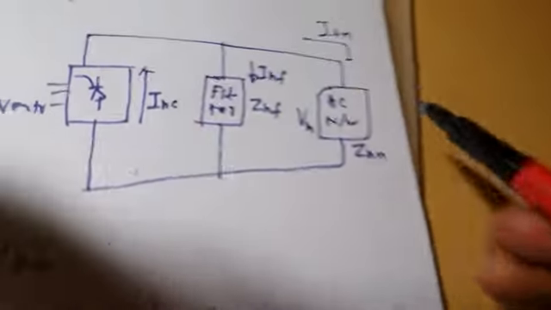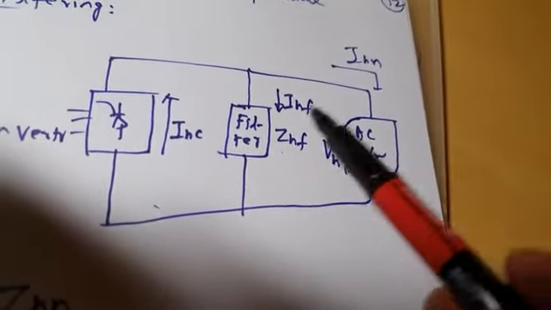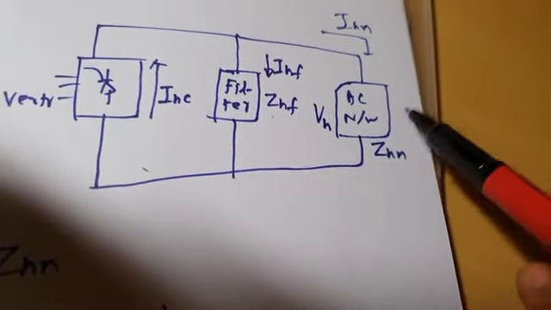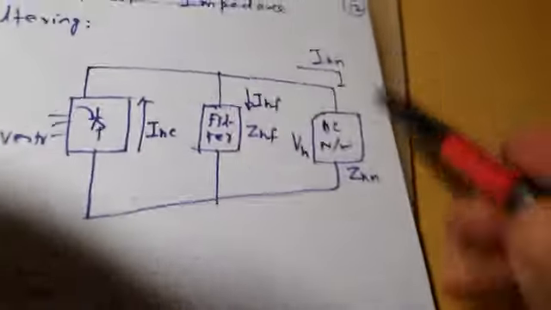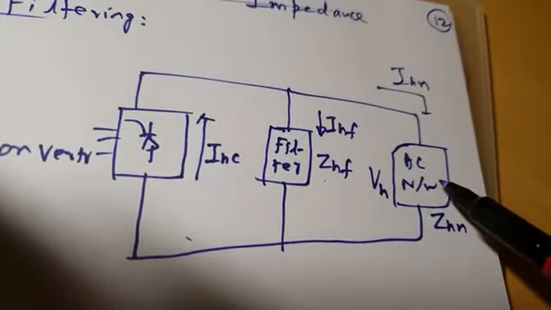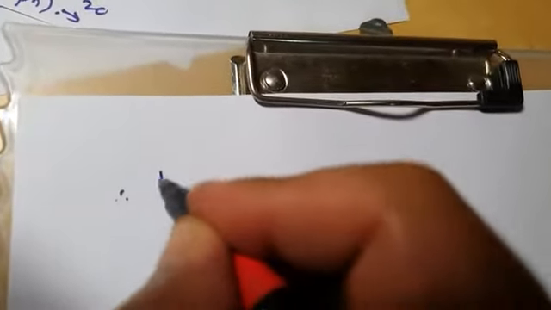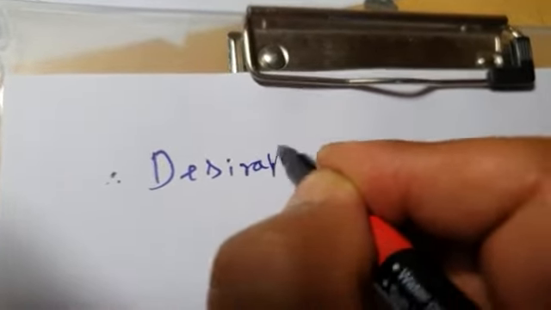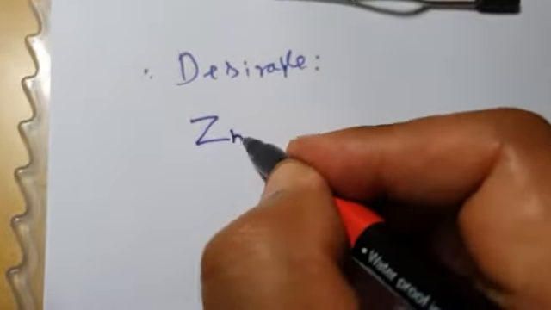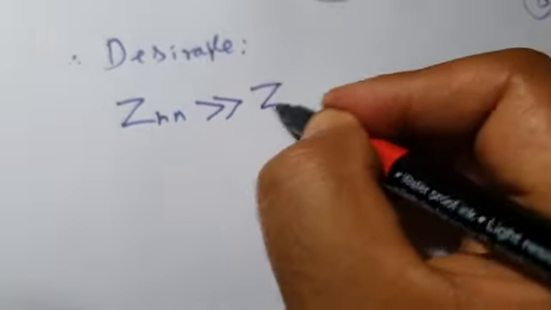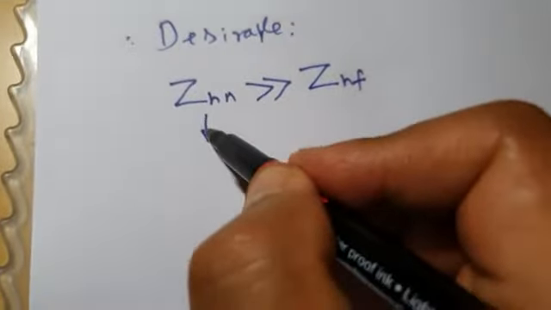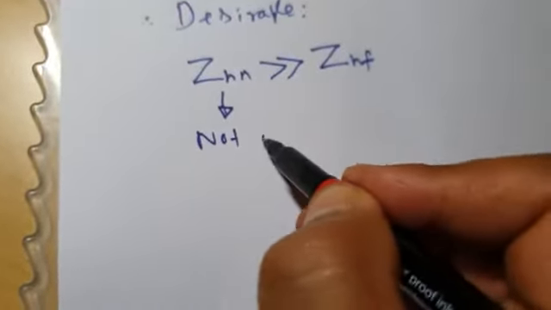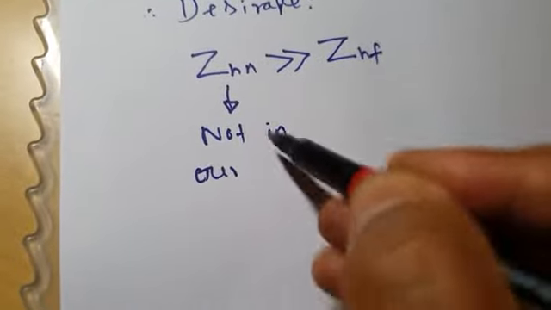So for this thing to happen, the AC network impedance as compared to the filter impedance should be infinite. But this is an ideal case. It's not possible to have infinite AC network impedance. It's not in our control. So therefore, what is desirable is that the AC network impedance should be much higher than the filter impedance. Now as far as the AC network impedance is concerned, it is not in our control.